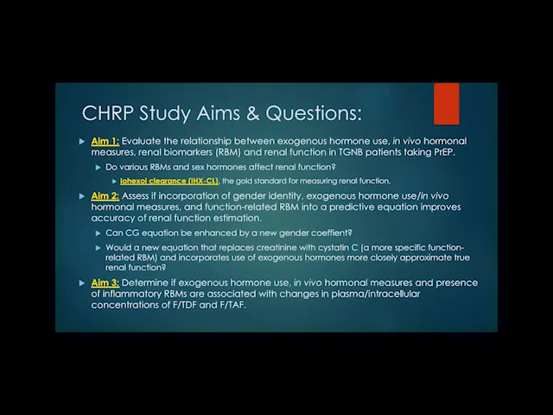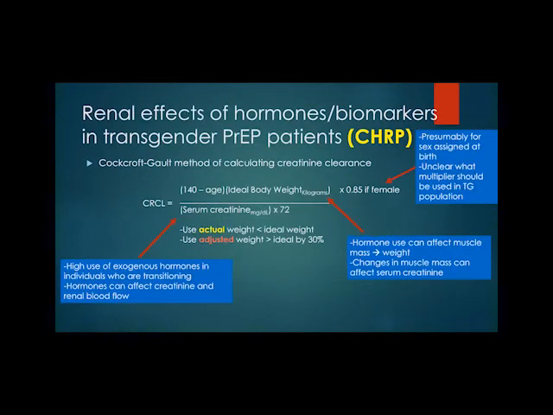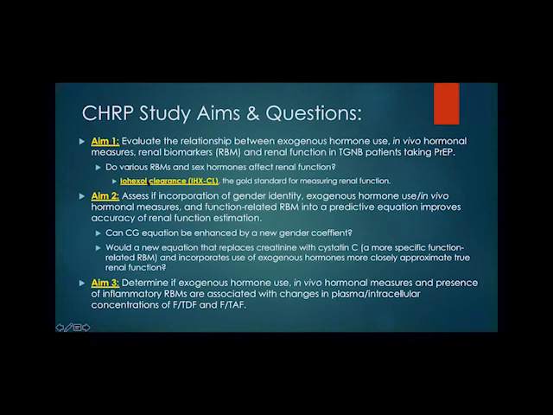The first aim is to look at exogenous use of hormones, which is one way of measuring drug exposure, the in vivo measurement of hormone levels, renal biomarkers, and renal function. So we know that this equation is broken. So what we want to do is calculate renal function using the gold standard, which is iohexol clearance. And we want to do a log linear model. The best way to describe a log linear model is to think of a fish tank. If you were to drop 100 magnets into a fish tank, those 100 magnets are not going to stick together. They're going to cluster together in different formations. And what we want to see is the interrelatedness of exogenous hormone use, in vivo hormonal measures, renal biomarkers, and renal function based on the gold standard of measuring renal function.